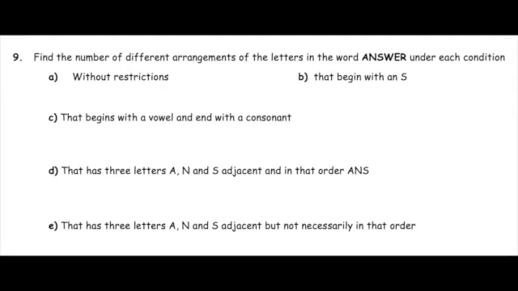Okay, there you go. Find the number of different arrangements of the letters in the word answer under each of the following conditions. Without restrictions, that begin with an S, that begin with a vowel and end with a consonant, that have the 3 letters A and S adjacent and in the order A and S, or that have the 3 letters A and S together but not necessarily in that order.